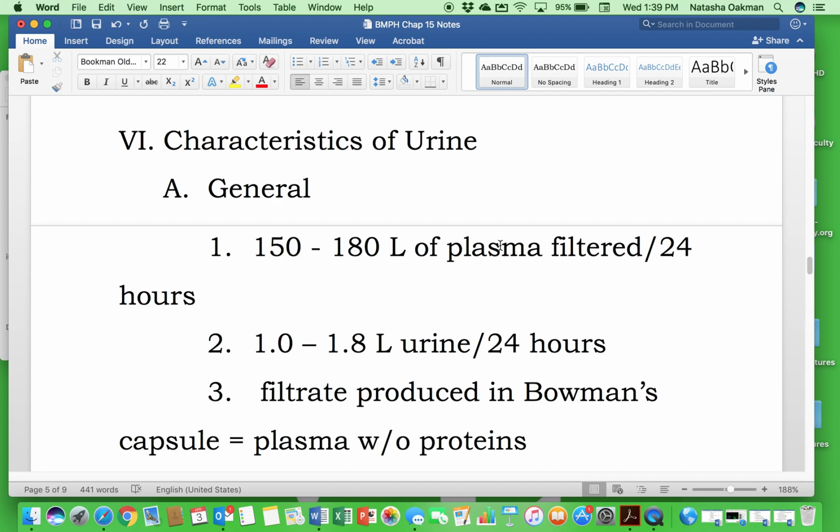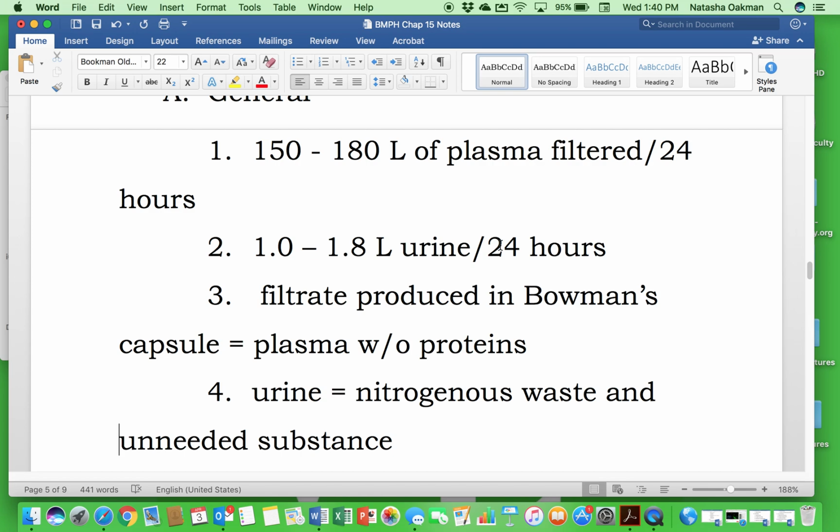We say that the stuff that is initially filtered out of the plasma is the filtrate, and we'll talk about this Bowman's capsule on Friday. That filtrate that's produced is plasma without the proteins. Proteins shouldn't be in there because they're too big, and they shouldn't be able to fit through the filter to produce the filtrate. The urine itself, by the time it gets to the end of this process in the kidneys, is a combination of nitrogenous waste and unneeded substances.